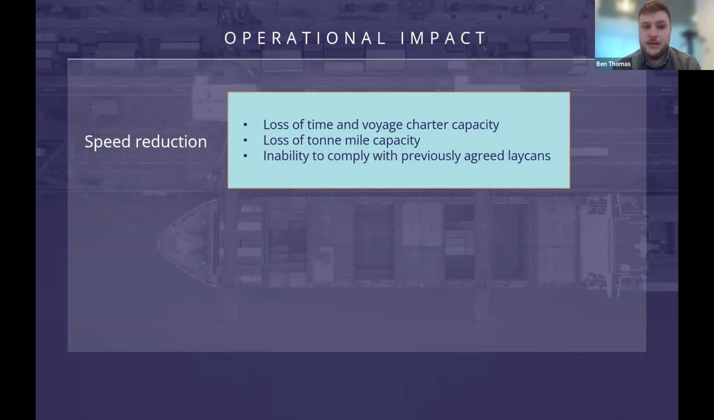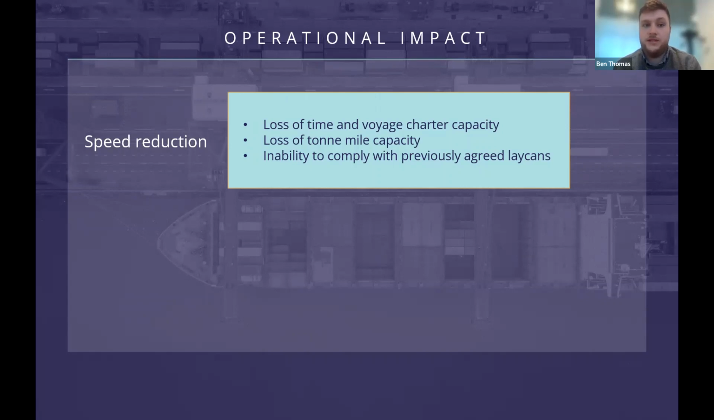With this reduction in speed, there may also be issues in complying with previously agreed laycans. Although BIMCO issued a transitional clause in December last year, which provided a basis for parties to enter into negotiations around slowing down, there is no standard form clause to tackle this issue.